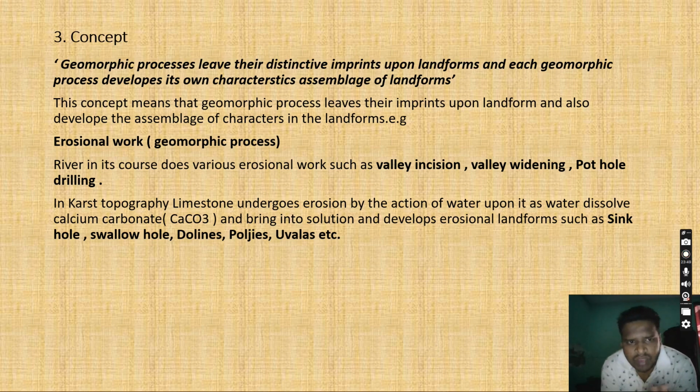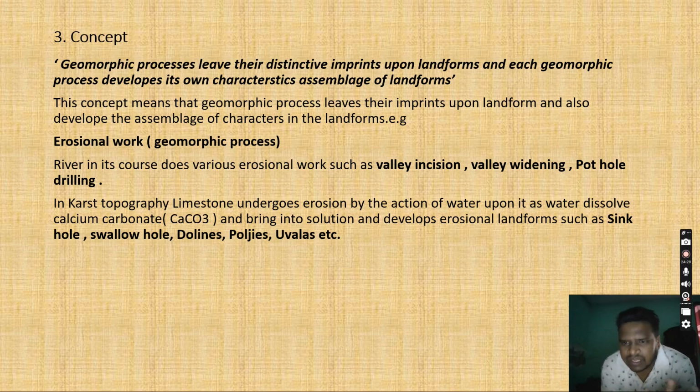So basically, we have geomorphic processes, that is erosion. First we have erosional work. Erosional work can be done by air, by a river, by a glacier, and by dissolution. In the case of karst topography, it can be done by water or any solution that can make the solutes soluble. If we talk about erosional work, if we have a river.